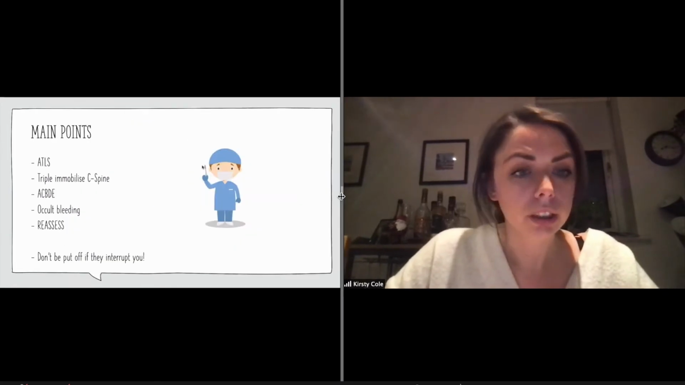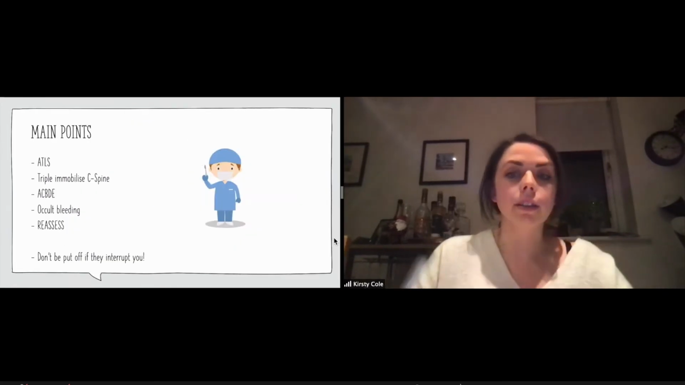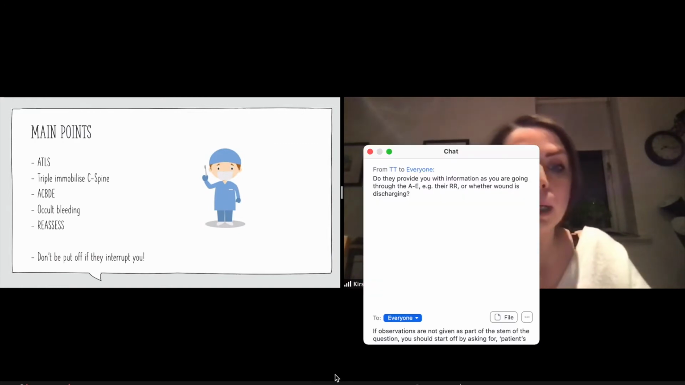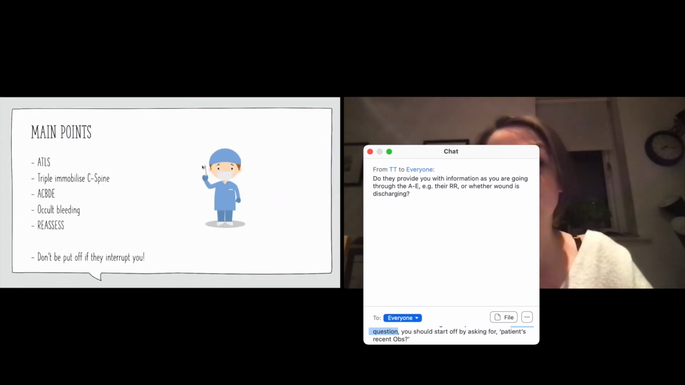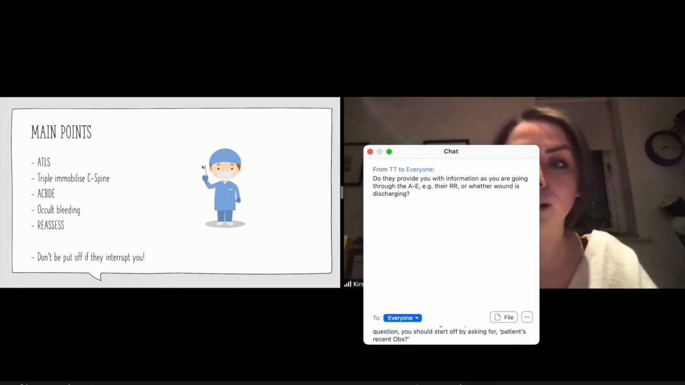So the main points of trauma patients are ATLS, triple immobilize the C-spine, A to E, and then looking for signs of occult bleeding and reassessing the patient. And don't be put off if they interrupt you. They will usually try and guide you in the right direction. If they interrupt you or stop you, it's either because that's their original plan or because you've gone down the wrong route. So let them push you in the right direction.